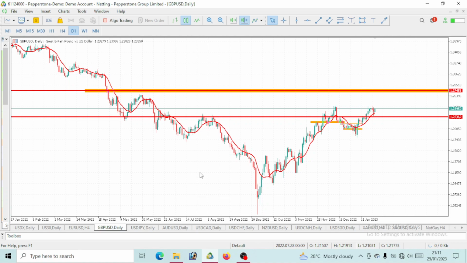So let's take a look at GBP USD for the next day, which is for the 26th.